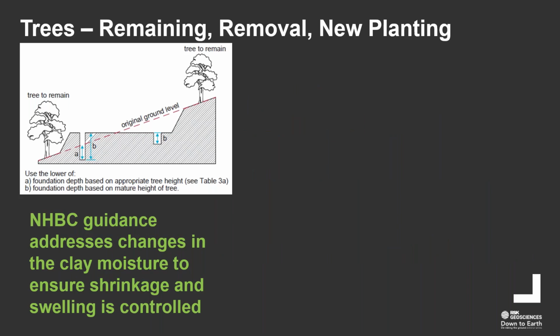So if we've got a tree that's going to remain, and we've got an original ground level dotted red on that diagram, then on the right hand side there's potentially a cut in level and then an excavation for a foundation. On the left hand side of the diagram, there's a little bit of infilling first, followed by a trench down, and the dimensions that one is going to use to design the foundations, dimensions A and B in the NHBC guidance, are as per that diagram.